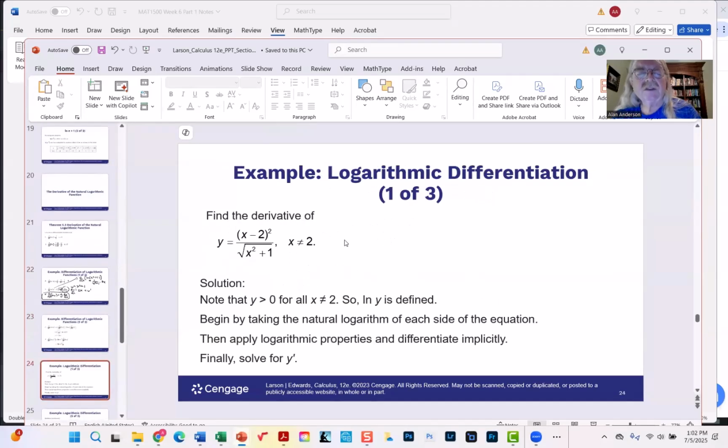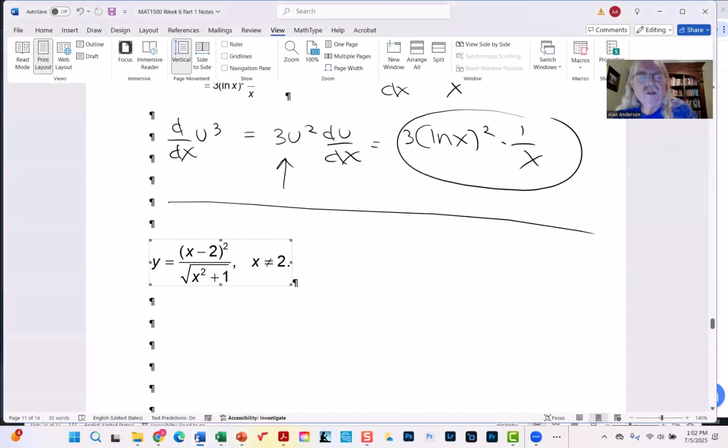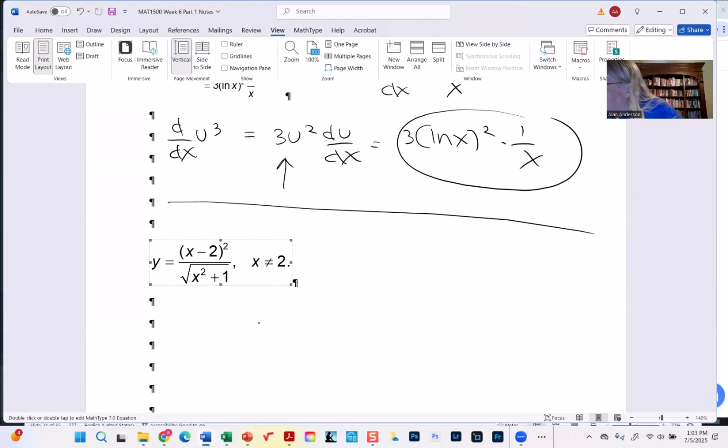So what can we do with this expression to make our lives a little bit easier? We can try taking the log of both sides. Now, you're allowed to do this without changing the value of the equation. Anything you do on the left-hand side, if you match it by what you do on the right-hand side, it does not affect our results. So the first thing we're going to do is rewrite this as the natural log of y equals the natural log of (x minus 2) squared over the radical x squared plus 1.